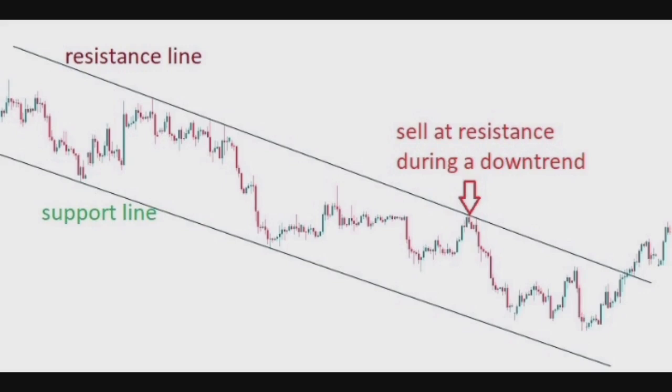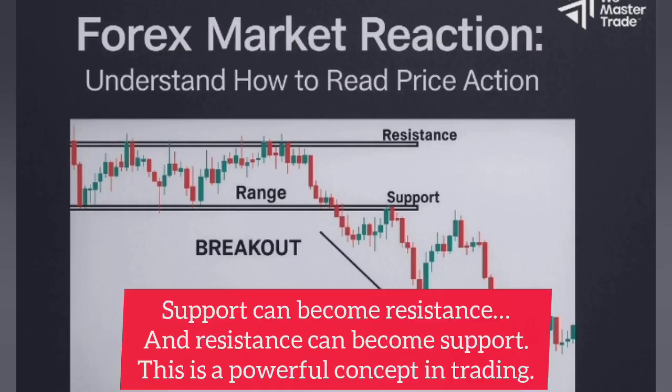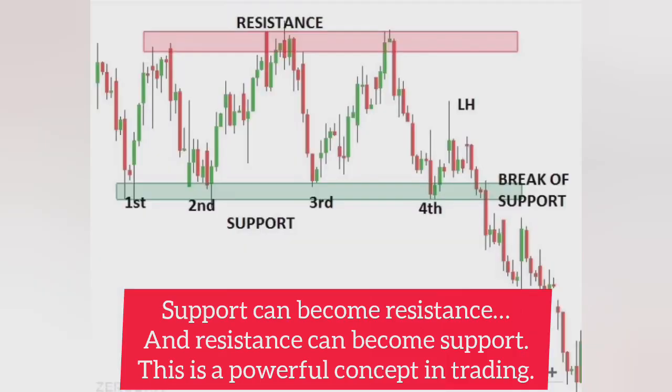So trend lines can also act as support and resistance. For example, support trend lines tend to push price up, while resistance trend lines tend to push price down. So for example, when I want to draw a trend line, I'm going to connect one swing point to another swing point, and then I wait for a third touch, a third swing point, before I enter for the trade, either to buy or to sell. So like I said, support can become resistance and resistance can become support. This is a powerful concept in trading.